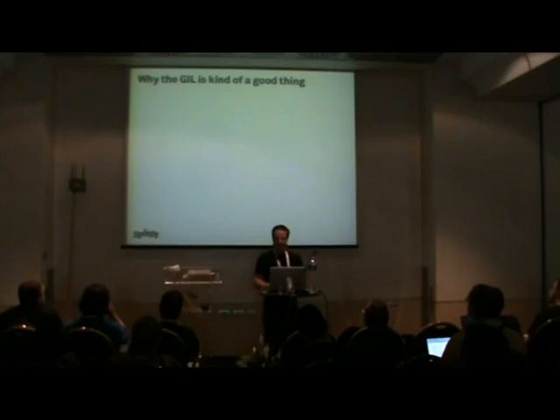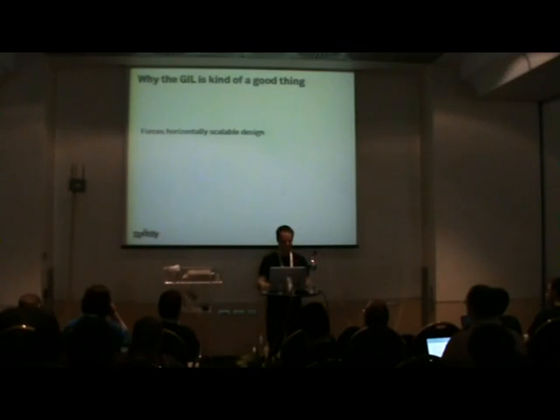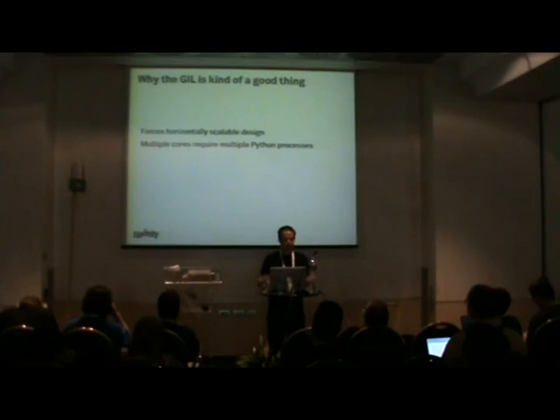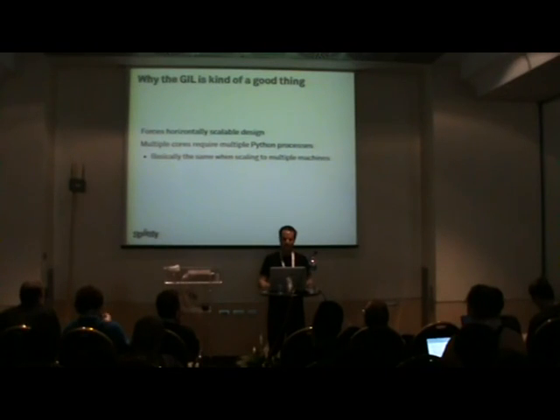But this is, I think, kind of a good thing. You're forced to really build for horizontal scalability because you can't have all these threads. Dealing with the multiple cores, like I said, you have to have multiple Python processes. And this is basically the same thing you have to do when you need more servers than just one to handle your load. So going from a single machine to several machines is not as big of a step then.